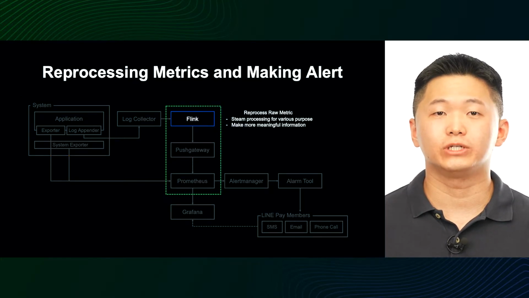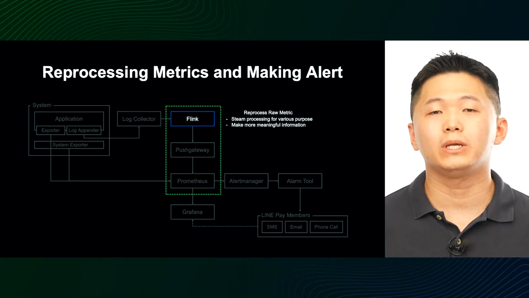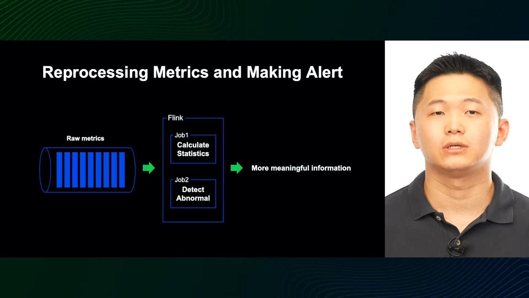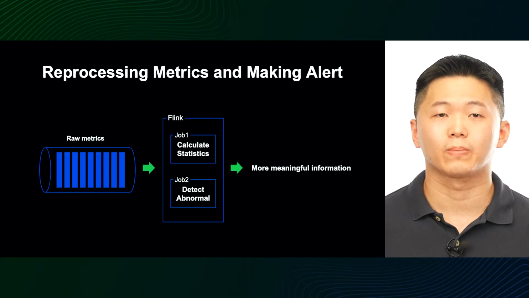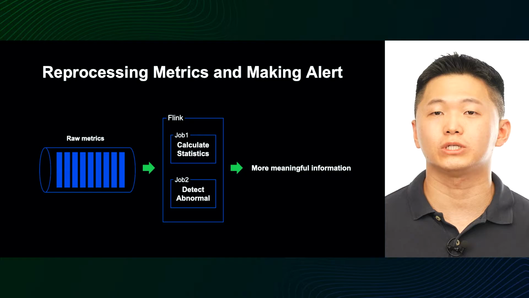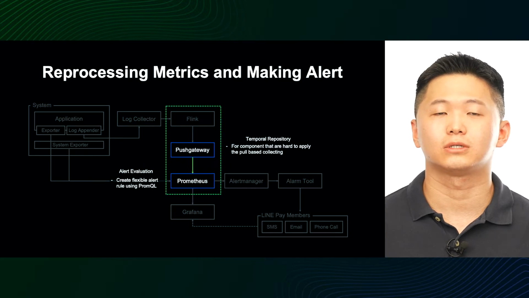After collecting metrics, it is time to reprocess metrics and evaluate alerts. Flink is a stream processing tool. We can make more meaningful information by reprocessing raw metrics. For example, using raw metrics about logs, we can calculate the statistics of logs. Or if we apply the abnormal detection module that Sunwook is going to explain soon, we can detect abnormal logs among the stream of logs.